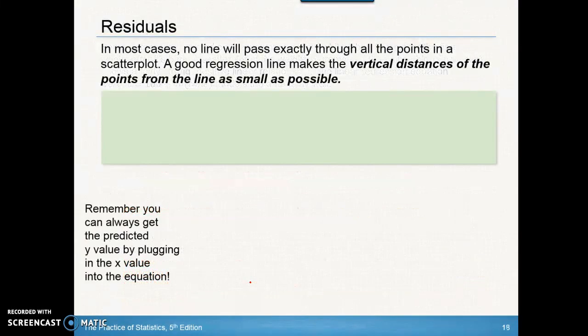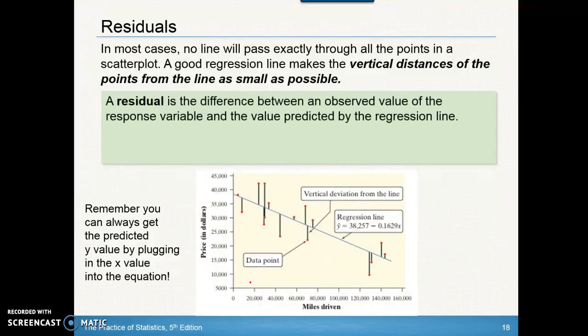Next thing we're going to discuss is residuals. So in most cases, the line is not going to pass through every single solitary one of the points that you collected for your scatter plot. We already talked about that a good regression line makes the vertical distances from the line as small as possible. So what exactly is a residual? A residual is the difference between the observed value of the response variable and the value predicted by the regression line. So basically what that means is here's your data point, here's the predicted value. So this is going to have an x, y, this is x, y hat.